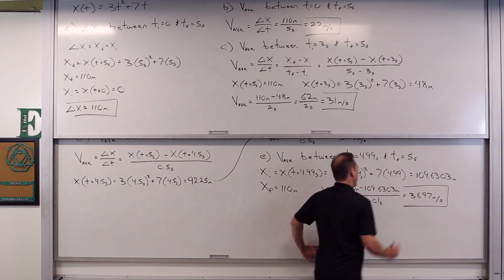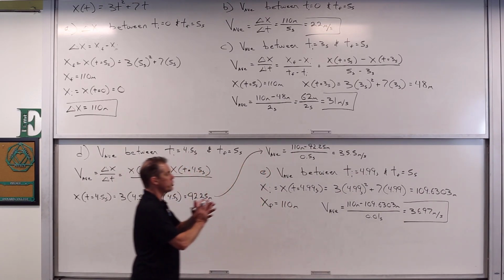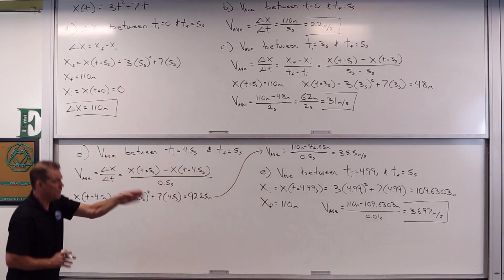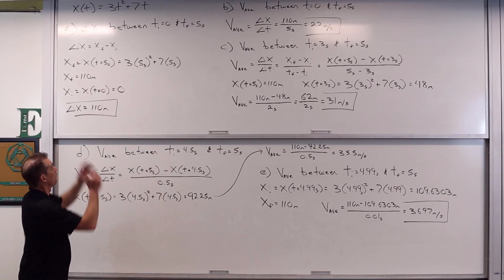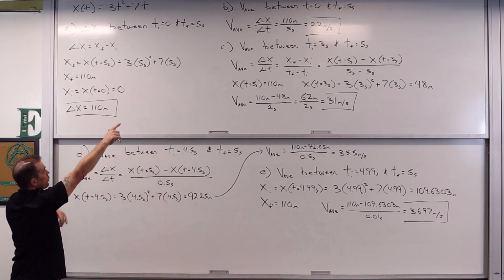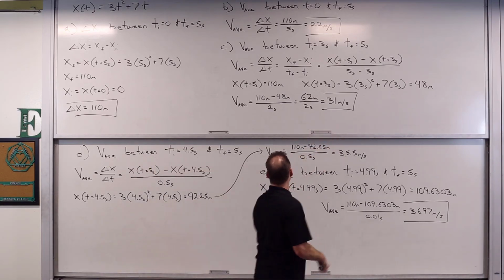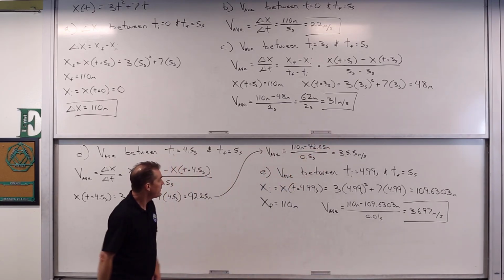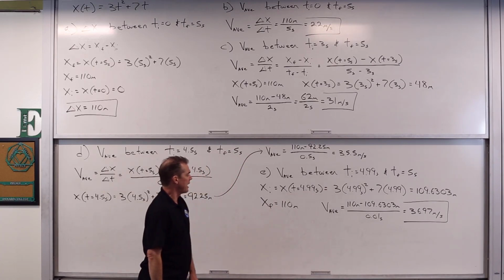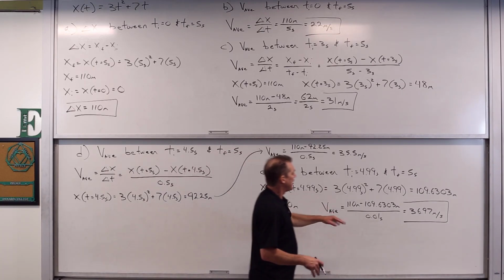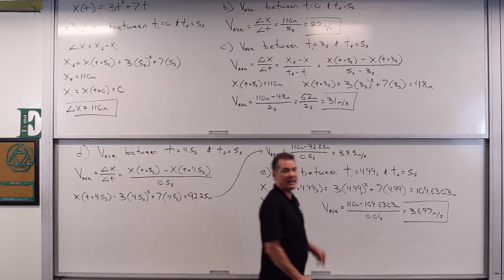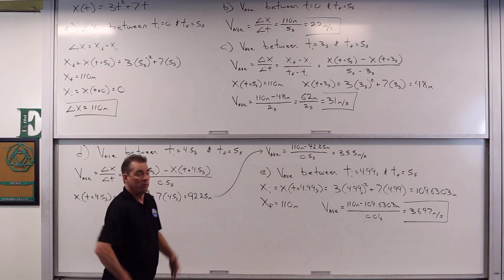What is the trend here as we get closer and closer to the time of exactly 5 seconds? Going from 0 to 5 gave us 22 meters per second. 3 to 5 gave us 31 meters per second. 4.5 to 5 gives 35.5 meters per second. And 4.99 to 5 gives 36.97 meters per second. We keep going with this.